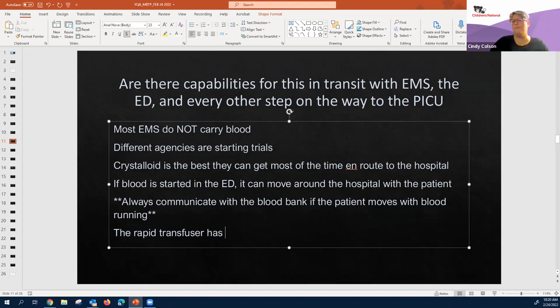The rapid infuser, I just want to make sure I call it the same thing every time. Rapid for a reason. So chances are you're going to be done with that before you move.